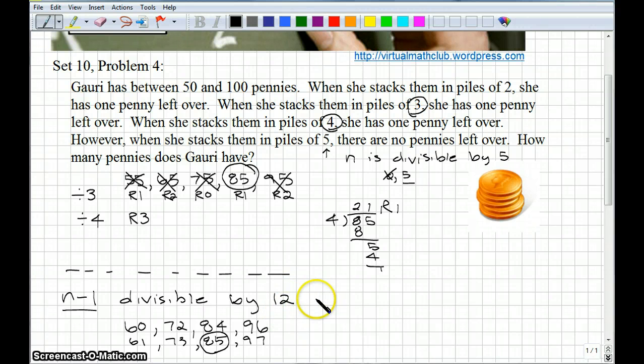But sometimes it's good to see how other people solve things, because you get some good ideas. And so there you go. There's the solution: 85 pennies.